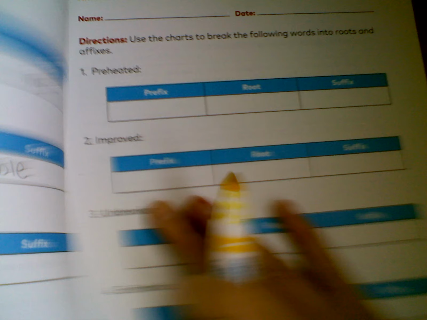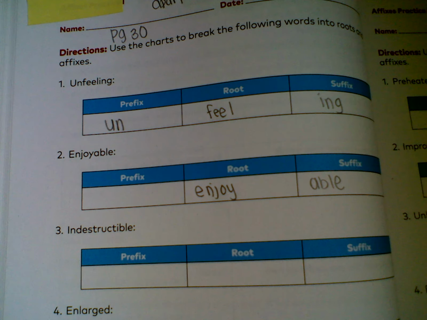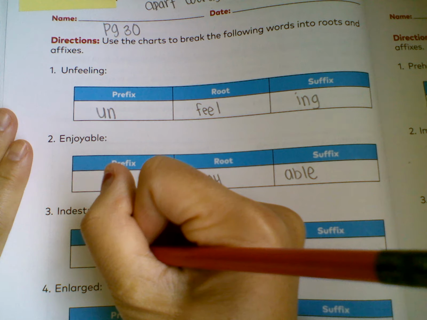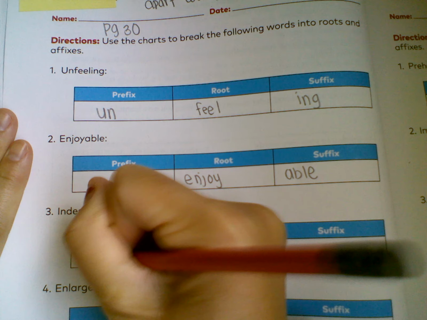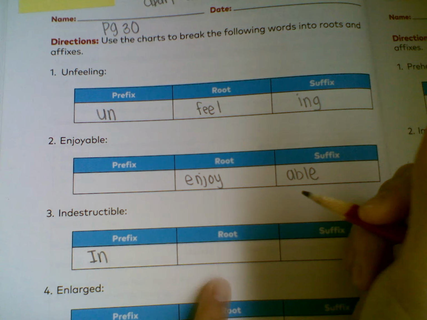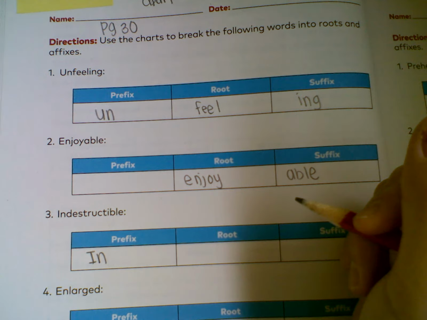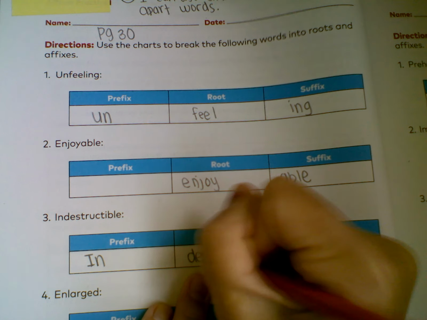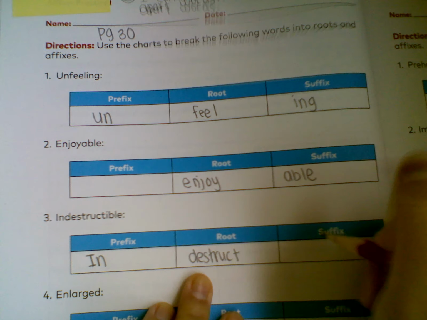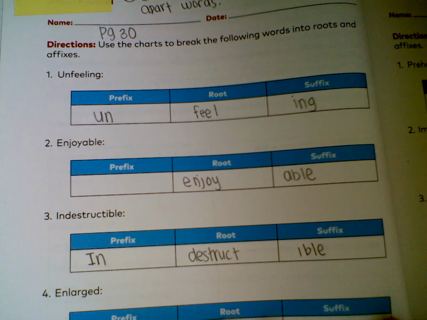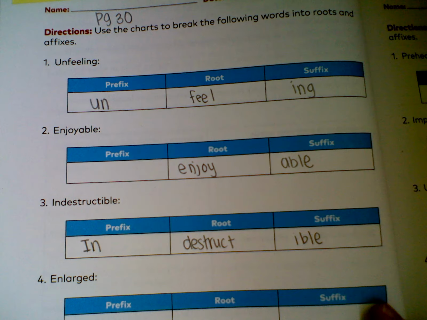Okay, so let's go back to page 30 to break it apart. Our prefix is in. Destruct, I'm going to put destruct together, because it's a word on its own. So destruct. And then able. Indestructible. So that means that something is not able to break apart.